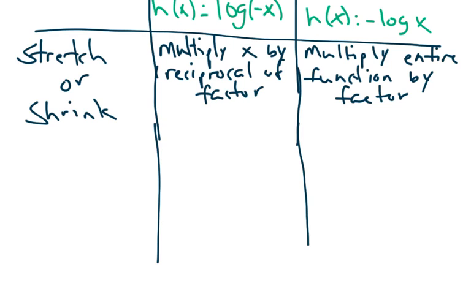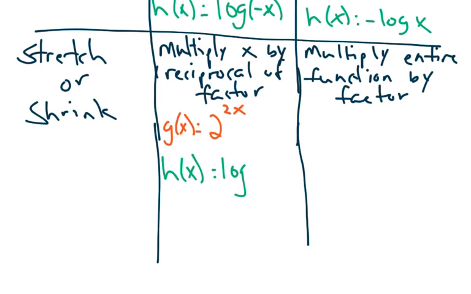So for a horizontal shrink, we could say something like g of x is equal to 2 to the 2x. That's this 2 right here, that's the reciprocal of the factor. So the reciprocal of 2 would be a half, which makes it a horizontal shrink because the actual factor is between 0 and 1. It's a small number.